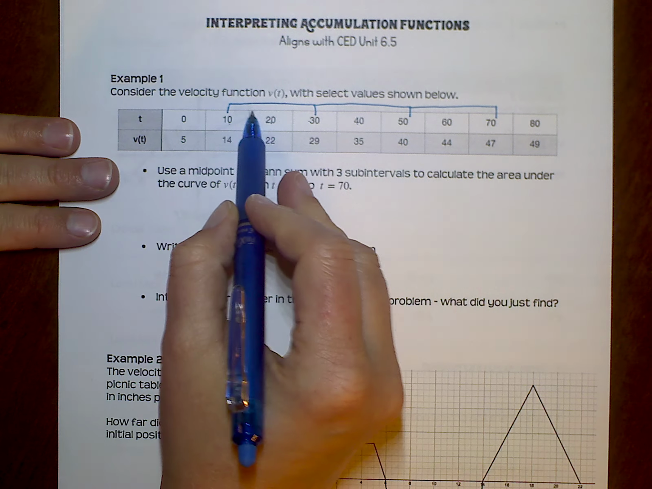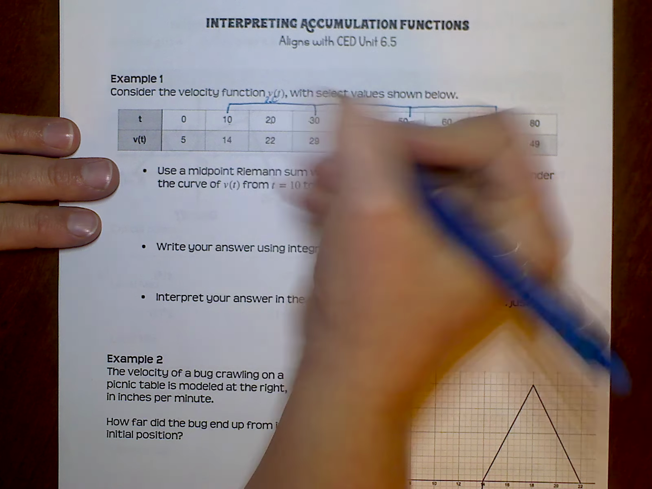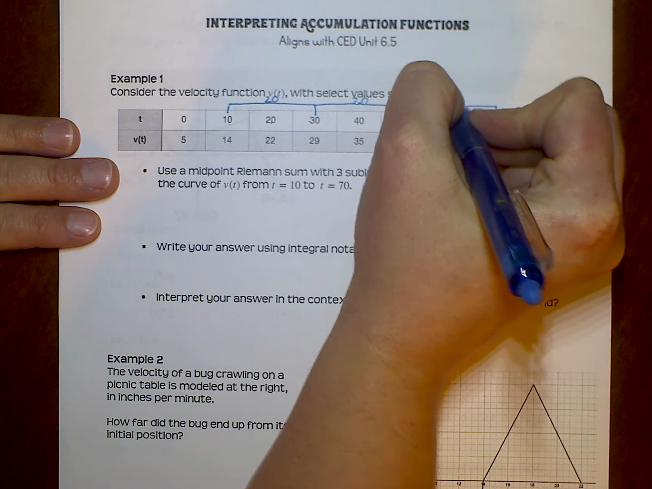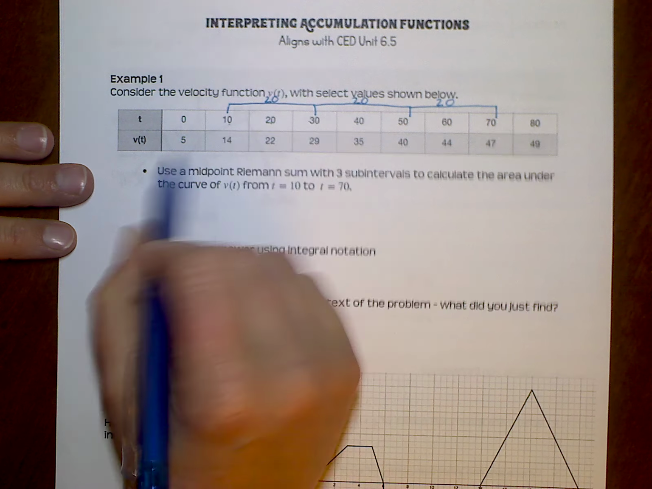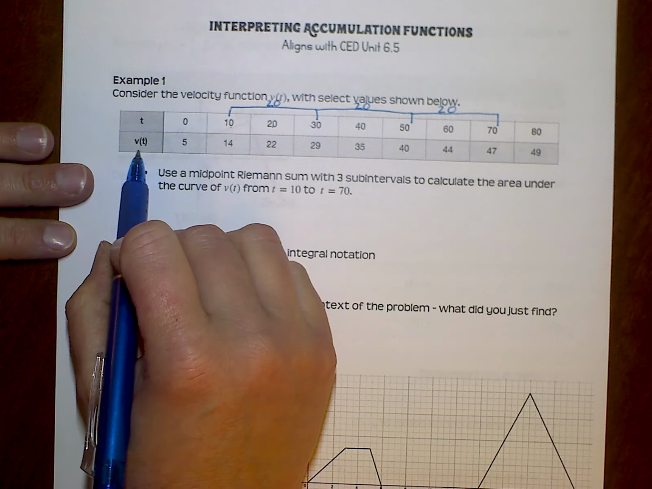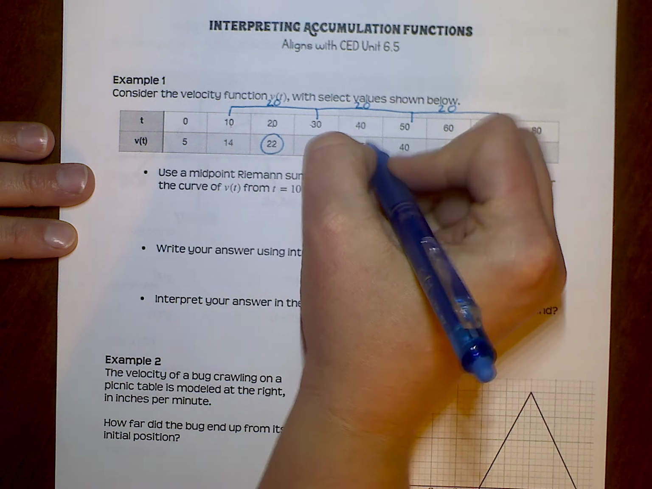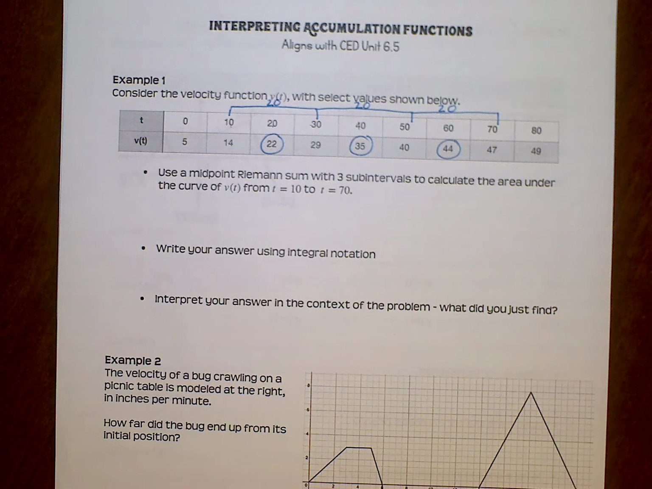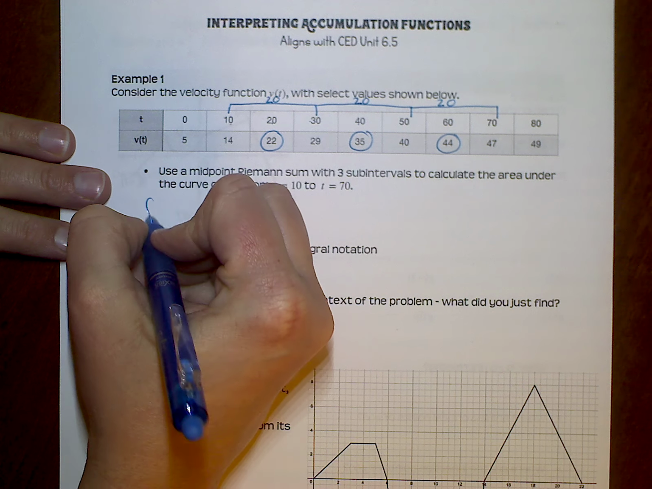And so the width of each one of these intervals is equal to 20. All of my widths are the same here. This is 20, this is 20, and this is 20. And then what I'm using as the height of my rectangle is the y coordinate, the velocity value, at the midpoint. So I'm going to use the 22, and I'm going to use the 35, and I'm going to use the 44. Okay, and so I am going to use an integral notation here.